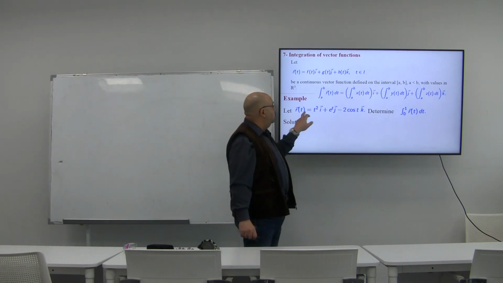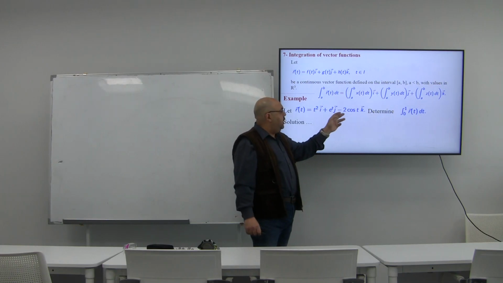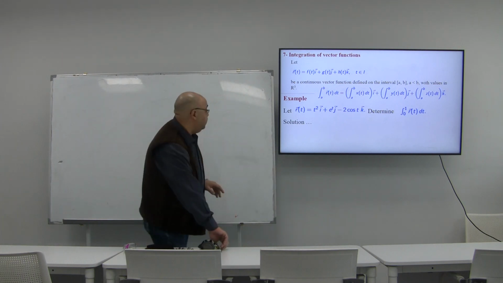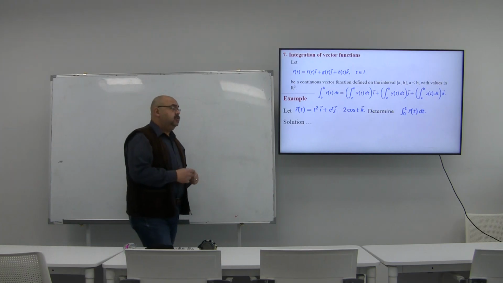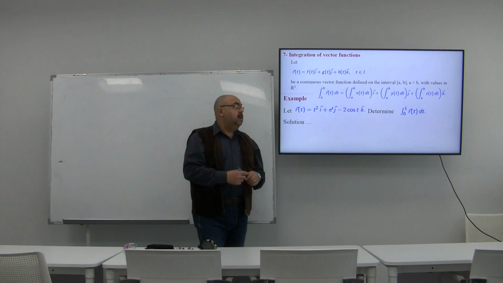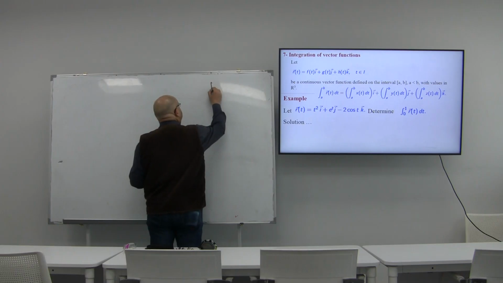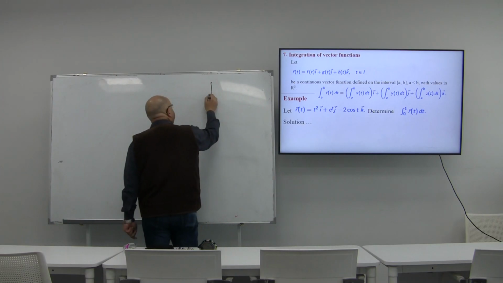That's a quick, direct example on this relation. Here is r of t, which is equal to t squared in the direction of i, e to the t in the direction of j, minus 2 cosine t in the direction of k. It's really very simple. And as I told you, while you are studying such stuff, try to use your pen and paper and make the integration happen. This is very important.